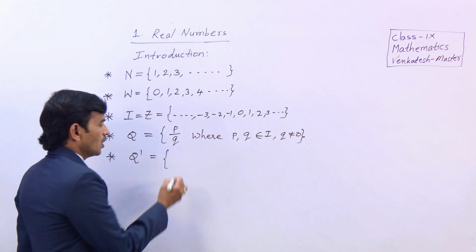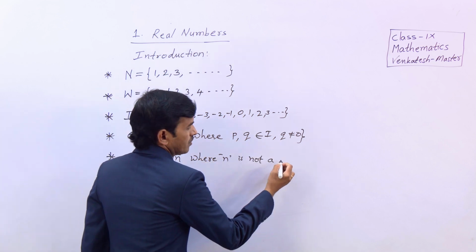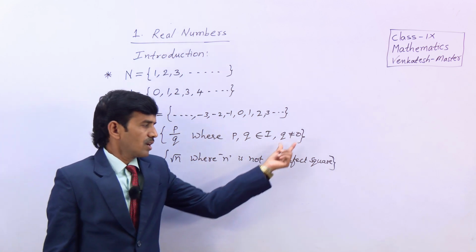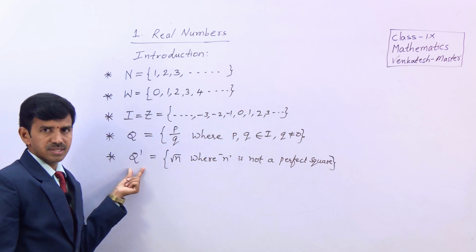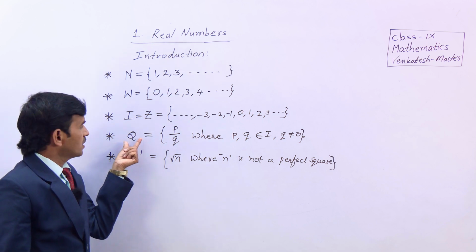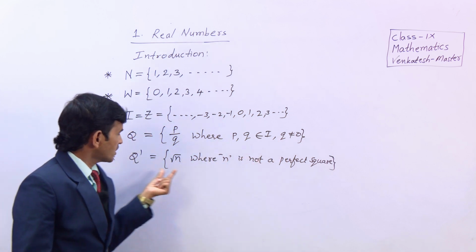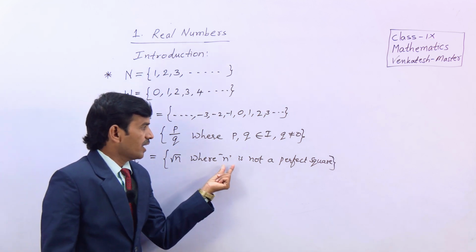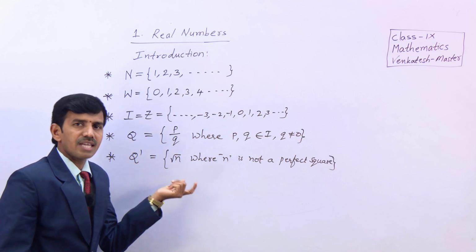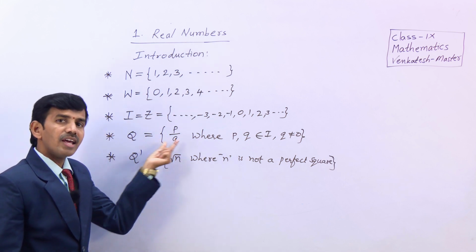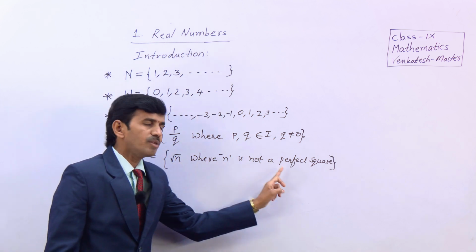Next, the other set is irrationals. Irrationals are denoted by root n, where n is not a perfect square. These are the constraints or conditions to be followed in order to define these sets. In the set of rationals, what is the exemption? Q must not be equal to 0. And in the set of irrationals, what is the exemption? n must not be a perfect square. If it is a perfect square, the root and square get cancelled, and ultimately you will get rational numbers.